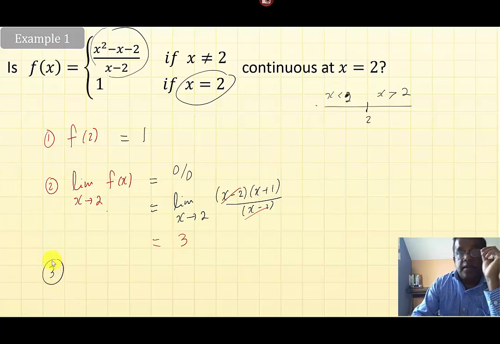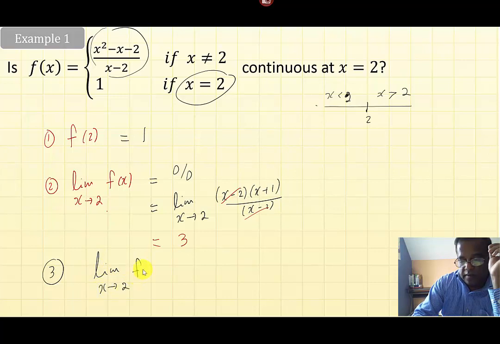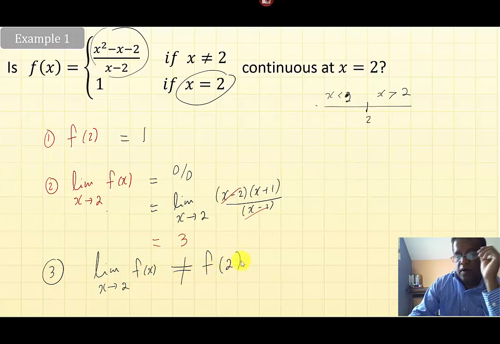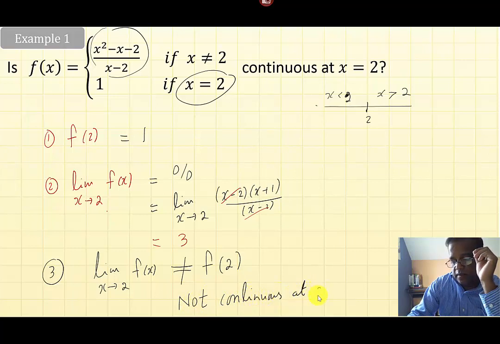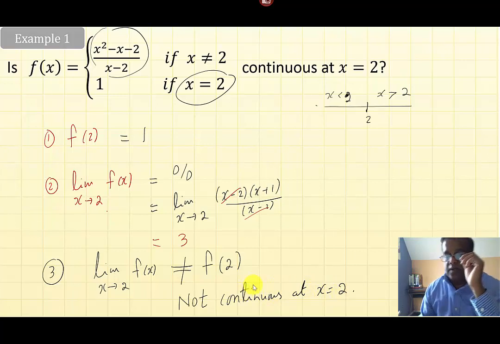So clearly it violates the third condition. f of 2 exists, which is 1. The limit exists, which is 3. The problem is the limit as x approaches 2 of f of x is not equal to f of 2. So therefore it is not continuous at 2. If you graph this situation, you are going to see a hole at x equal to 2, a hole in the graph.